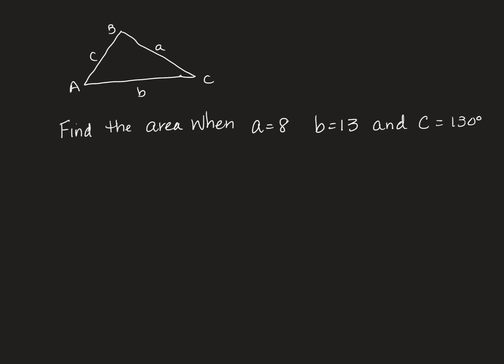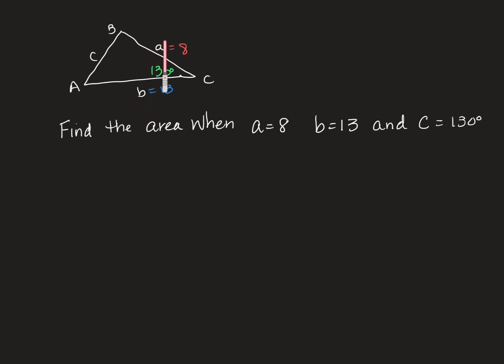All right, so here's our problem. It says find the area when a is 8, b is 13, and C is 130. So if you don't have a triangle, draw one, remembering that the capital letters are always across from the lowercase letters, and the lowercase letters are always your sides. Capital letters are always your angles. So I'm going to label it. A was 8, so this was 8. B was 13, and angle C is 130 degrees.